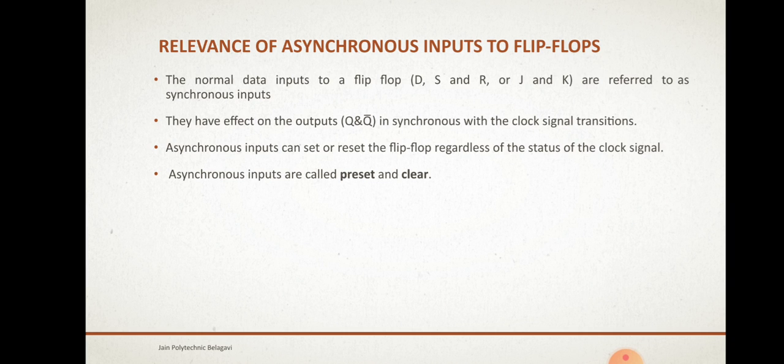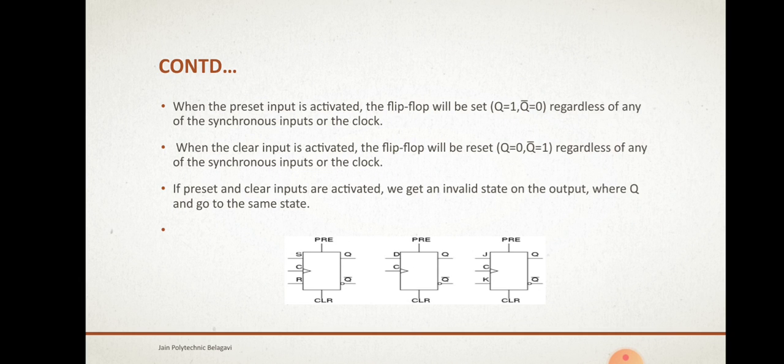Asynchronous inputs are also known as preset and clear. When the preset input is activated, the flip flop will be set: Q equal to 1, Q bar equal to 0. When clear is activated, Q equal to 0 and Q bar equal to 1, that is, the flip flop is reset. When both preset and clear inputs are active, Q and Q bar will go to the same state.